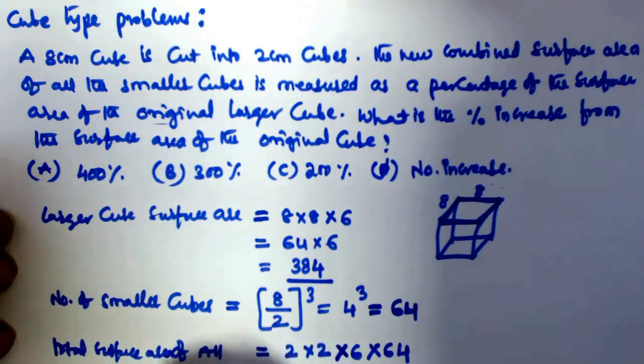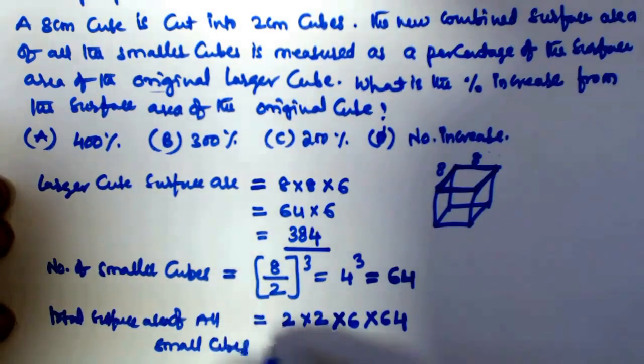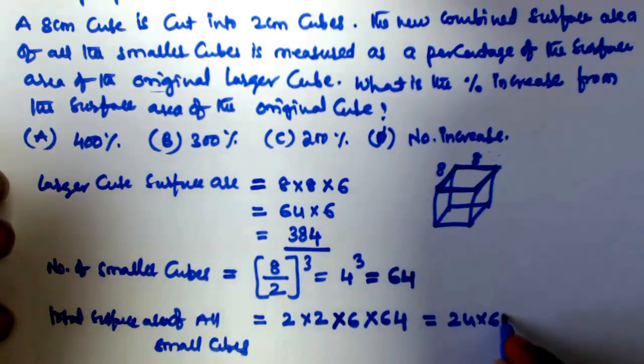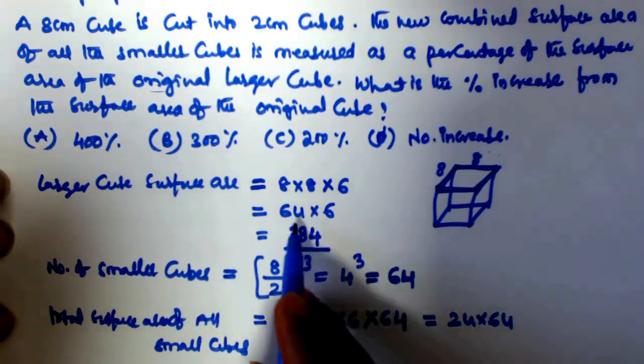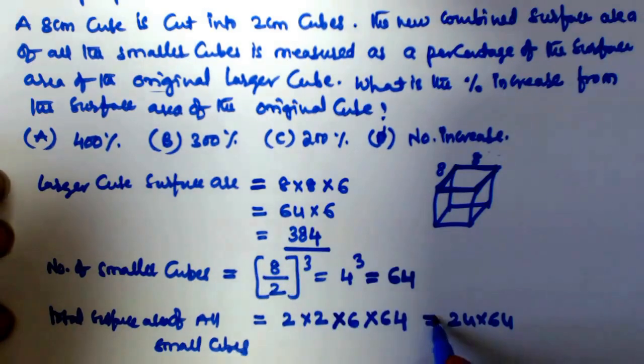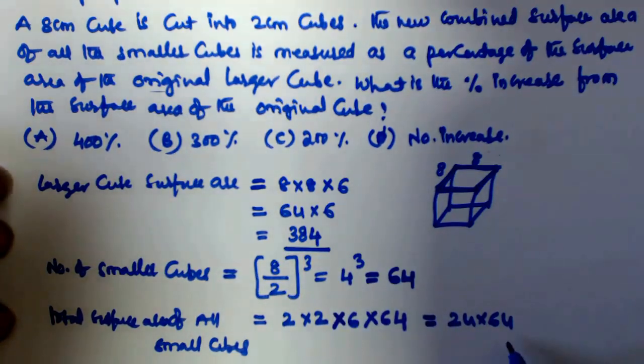So this gives the total surface area of all the small cubes. 2 into 2 is 4, 4 into 6 is 24, so that is 24 into 64. So here we have 24 into 64, and for the larger cube we have 64 into 6. Now we will find the percentage of this one with respect to this one.